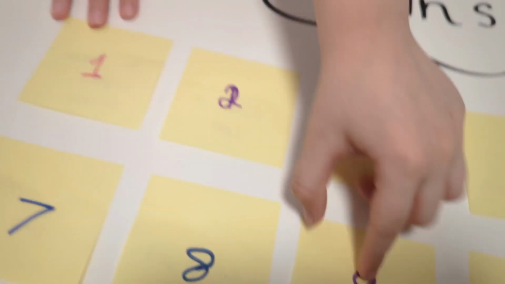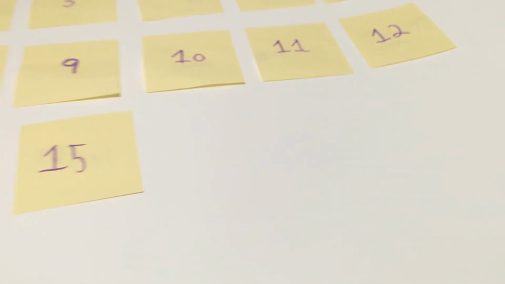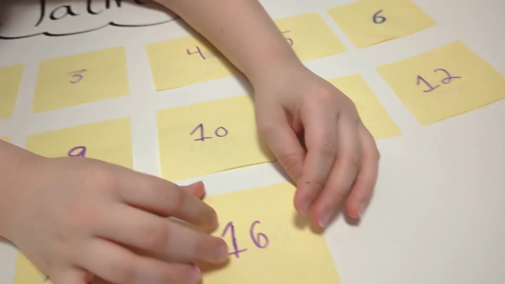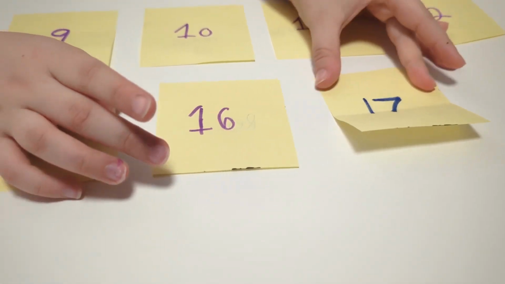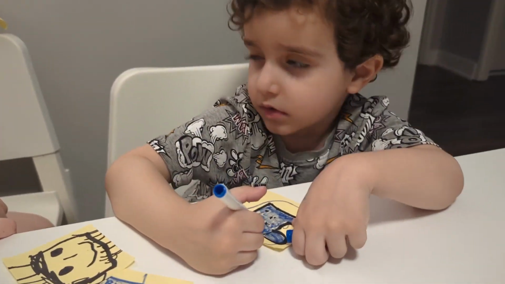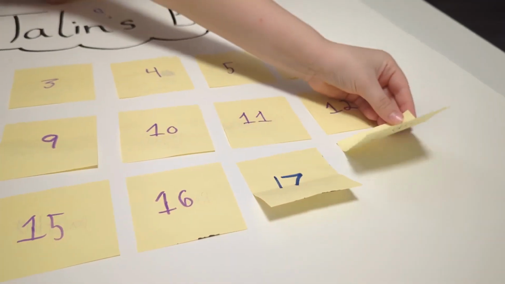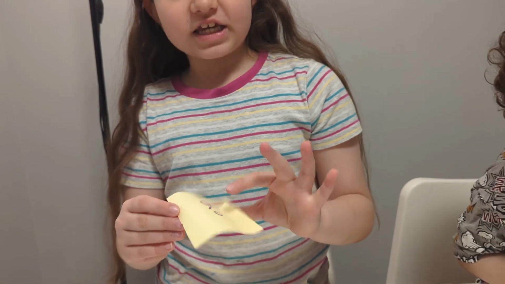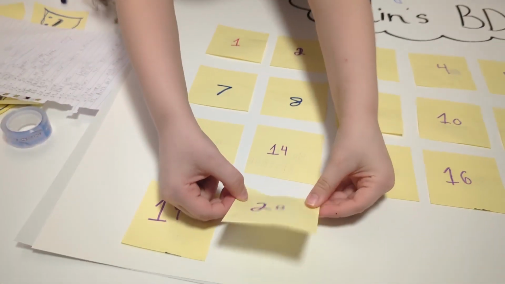On day number nine, I'm gonna write the invitations for my birthday. What are you drawing? A PlayStation. Cool. And I did number 18. Stick it right beside 17. There you go. I finished number 20. And let's stick it right beside 19. It says go shopping. Stick it. I'm gonna stick it here. There you go.